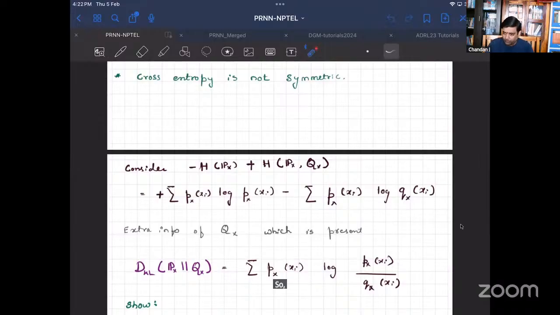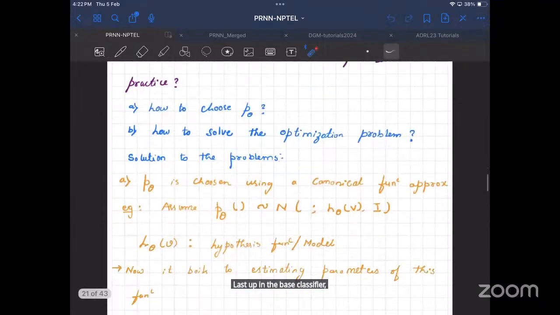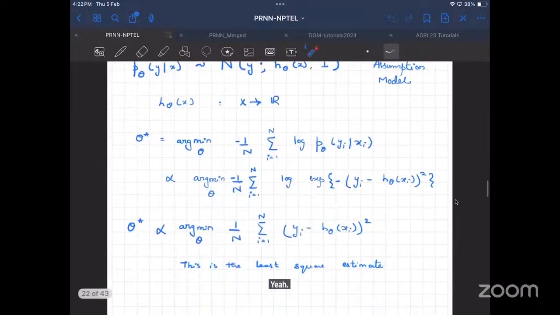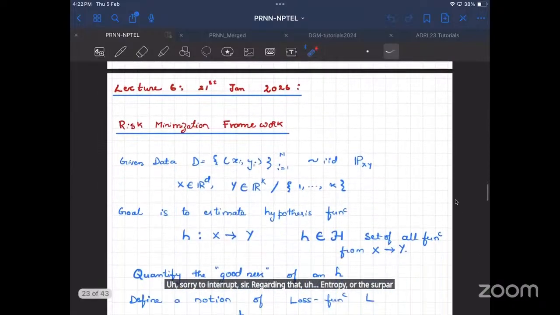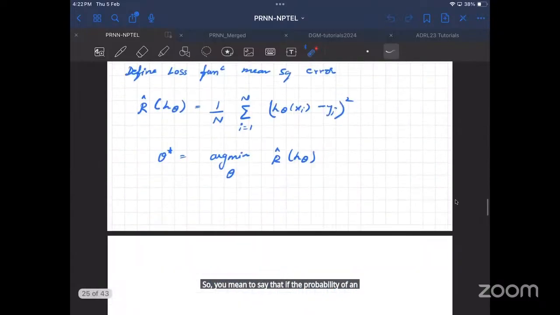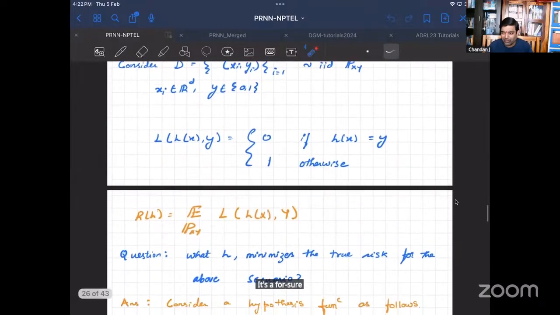So last step in the Bayes classifier. Sorry to interrupt, sir. Regarding that entropy or the surprisal associated, you mean to say that if the probability of an event is 1, then there is no information. Basically, it's a sure event. Yeah, it will be very little information.